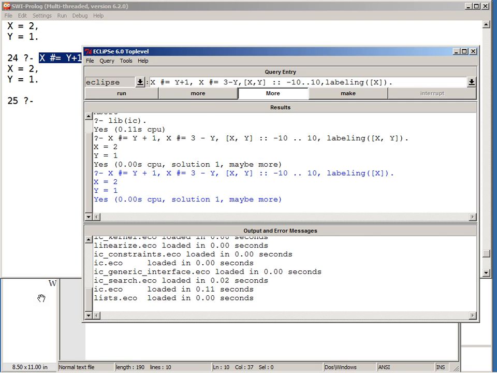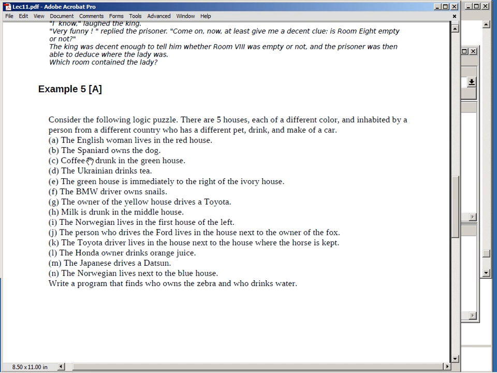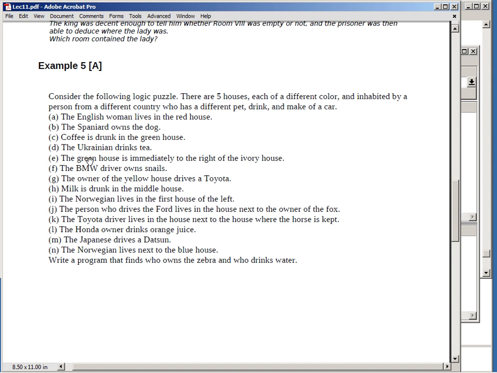So let's try to solve example 5, which was supposed to be done in the lecture, but we didn't have time for it, which is a puzzle. The best thing to apply CLP, constraint logic programming, to is solving of puzzles. Last semester I was teaching a module called constraint logic programming, and all we did was puzzles, right? Puzzles over puzzles over puzzles. What I'm showing you is a little bit of the simpler ones.